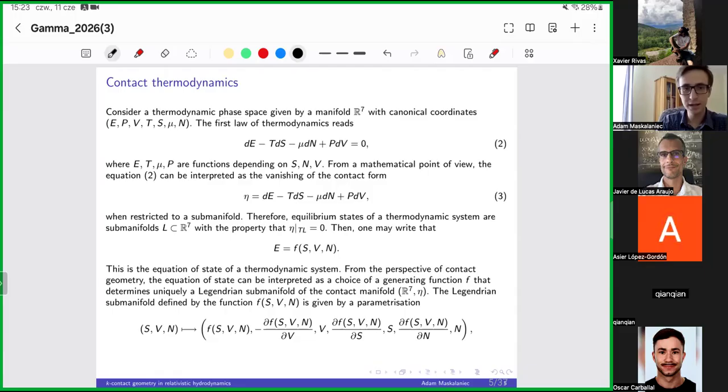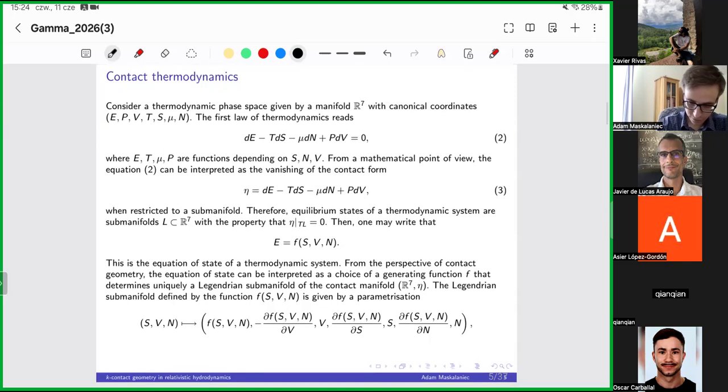Okay, in contact geometry, obviously eta defines a maximally non-integrable distribution, and thus we need to find and choose a suitable submanifold, integral submanifold of eta of a smaller dimension.